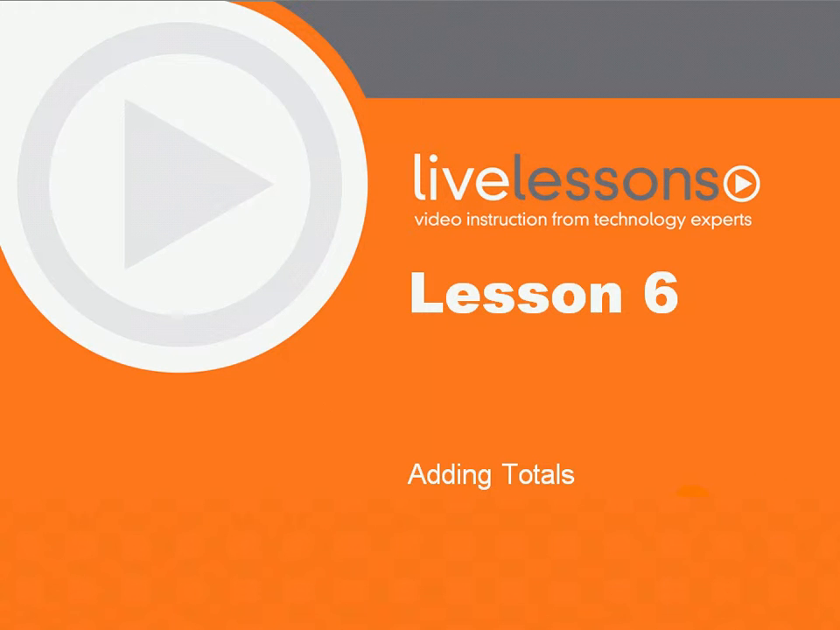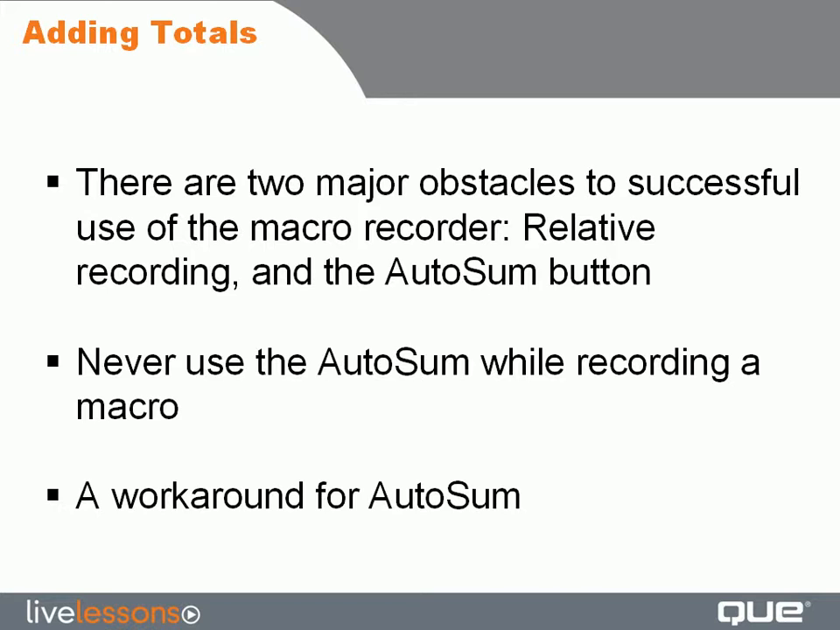Lesson 6, adding totals. There are two major obstacles to having the macro recorder work. We already talked about the first one, relative references, in lesson 4. This other one, though, frustrated me for the first 10 years that I was using Excel's macro recorder: the simple fact that the AutoSum button cannot be recorded correctly by the macro recorder.